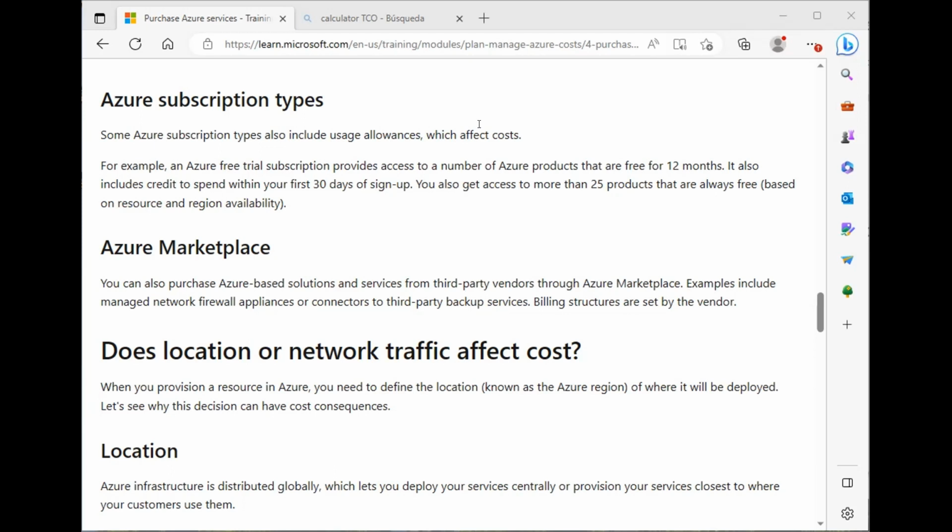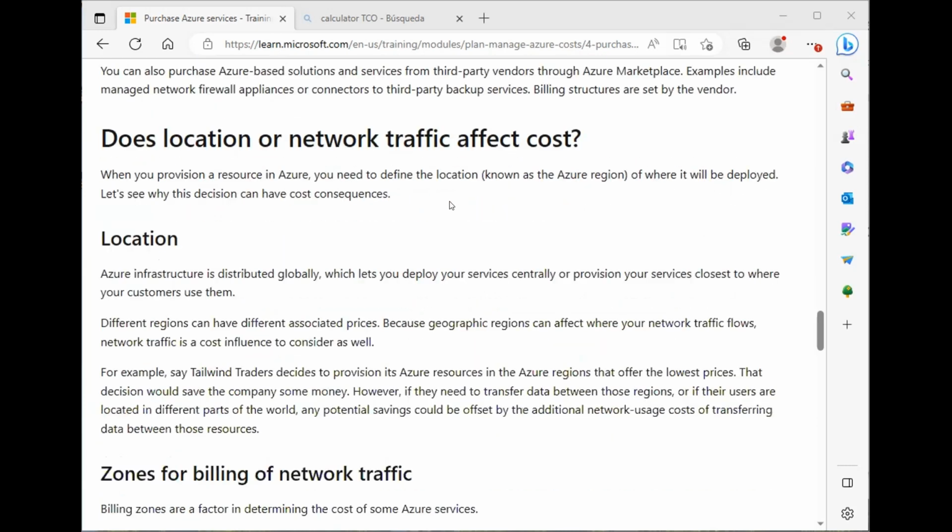Does location or network traffic affect costs? When you provision any resource in Azure, you need to define the location, known as the Azure region, where it will be deployed. Let's see why this decision can have cost consequences.